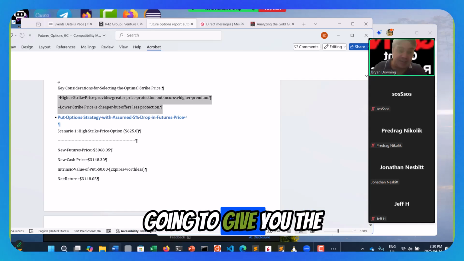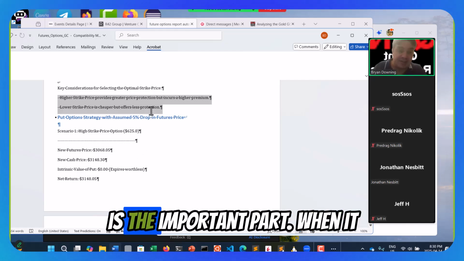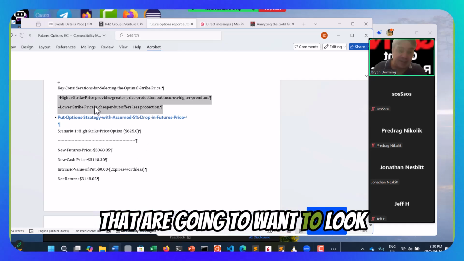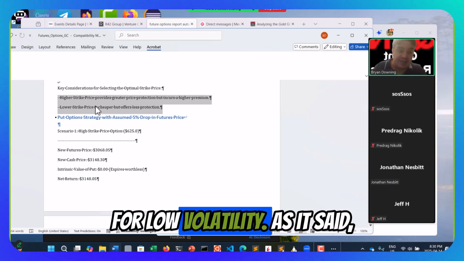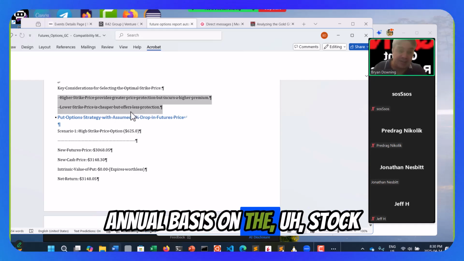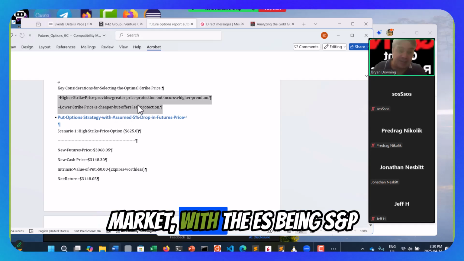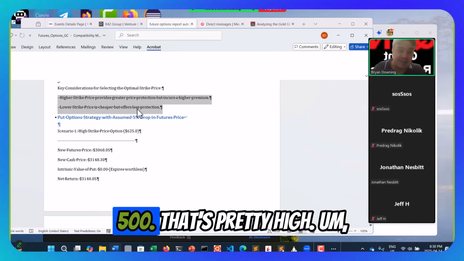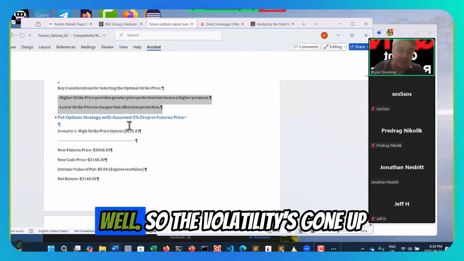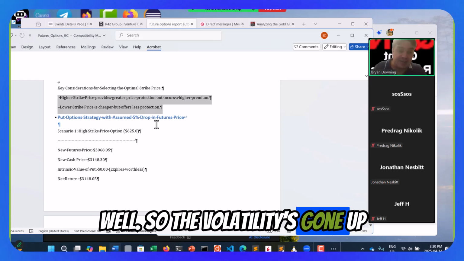As I said, I'm just going to give you the highlights here. This is the important part. When it comes to trading, institutions are going to want to look for low volatility. Right now we have 18% on an annual basis on the stock market, with the ES being the S&P 500. That's pretty high. Gold, I believe I had at 12%, so that's pretty high as well. The volatility's gone up a lot.